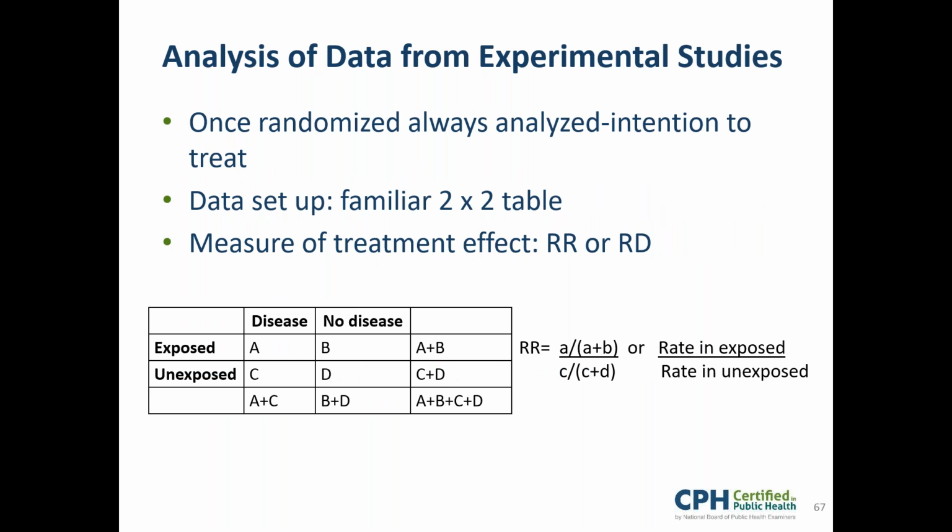When we're looking at analysis of data from experimental studies, the initial analysis consists of the familiar 2x2 table. Because clinical trials are conducted prospectively, the measure of association is the relative risk. So the investigator will compare the impact of the treatment or intervention among people who are exposed to the intervention and compare them to people who were unexposed to the intervention.